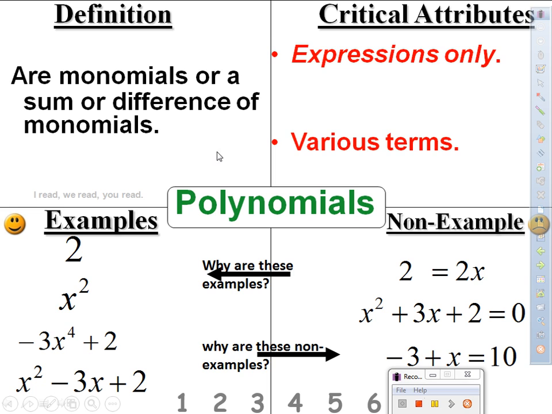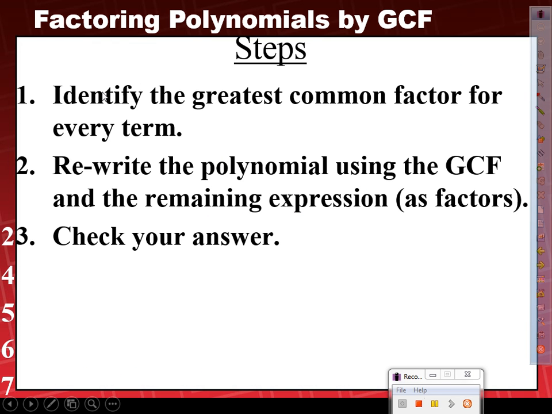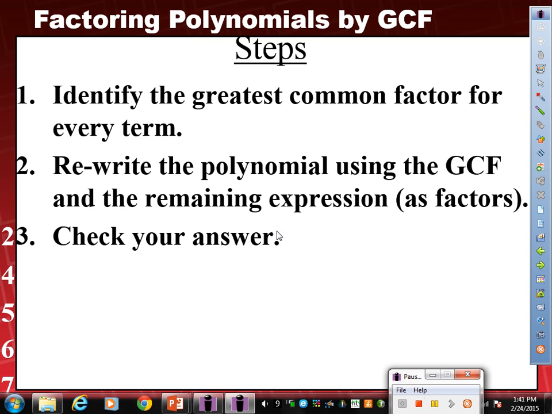Copy these steps, please. 4 small steps. Number 1, identify the GCF for every term. Number 2, rewrite the polynomial using the GCF and the remaining expression. And number 3, check your answer. Copy those, please. It says, identify the greatest common factor for every term, rewrite the polynomial using the GCF and the remaining expression as factors, and check your answer.